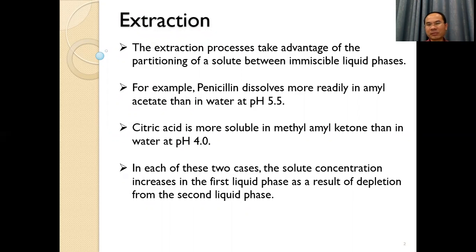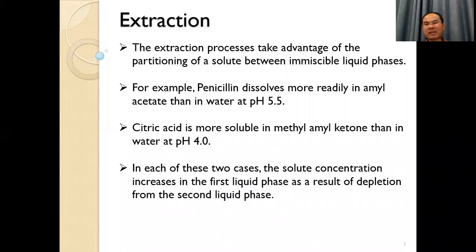In this case, if we would like to separate some solute dissolved in a solvent, for example penicillin dissolved in water, we have to choose another solvent in which penicillin dissolves more easily than in water. For example, we can use amyl acetate. At pH 5.5, penicillin dissolves more easily in amyl acetate than in water. In this case, we use amyl acetate to separate penicillin from water.